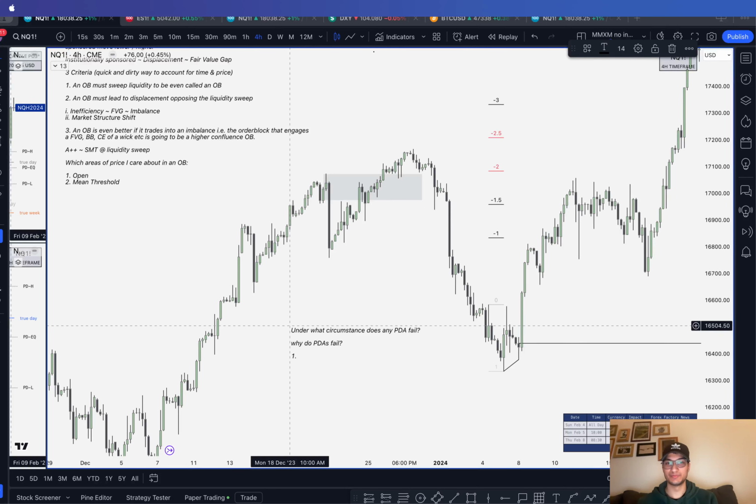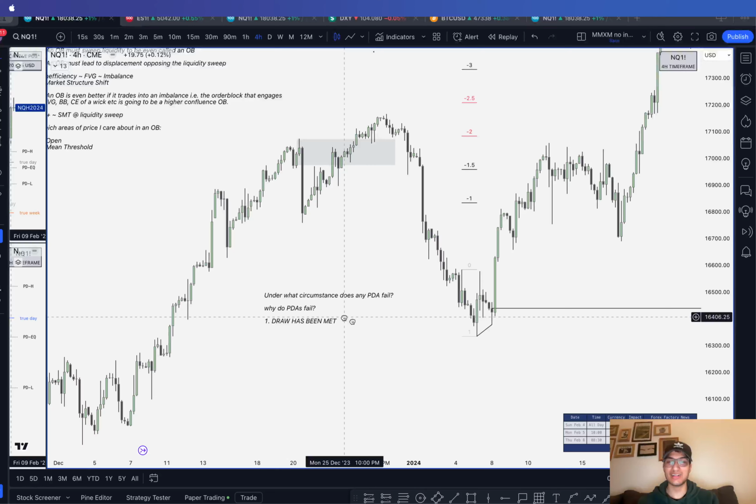There's one reason. The draw. Everyone say it with me. Why do PD arrays fail? The draw. The draw got hit. That's it. We look for the flip to support, the other side, the flip of the candle.